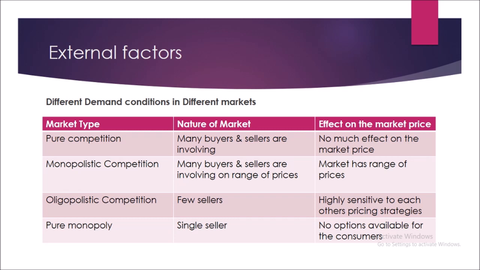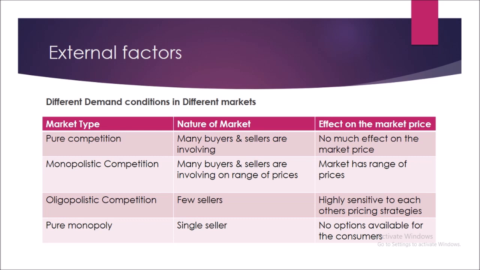Oligopolistic competition is something different. There are very few sellers, but so many buyers. Since there are few sellers, the price is highly sensitive to each other's pricing strategies, because with larger populations of consumers, they will create different types of pricing strategies. They do have different types of pricing since the sellers are fewer. And pure monopoly is where a single seller dominates the market.